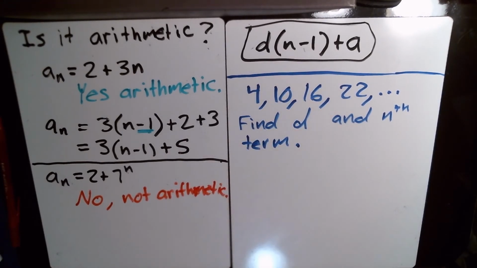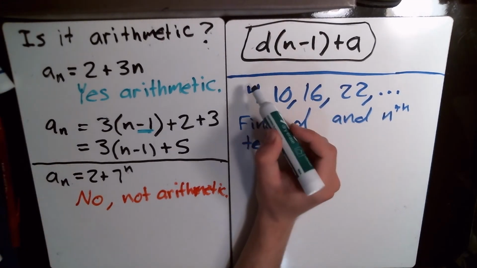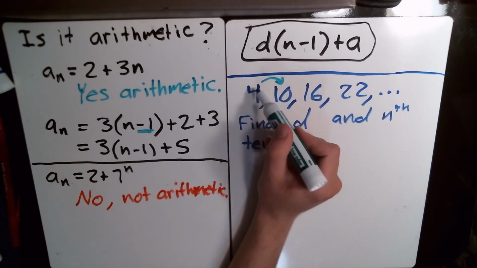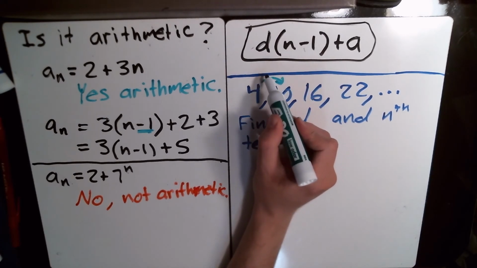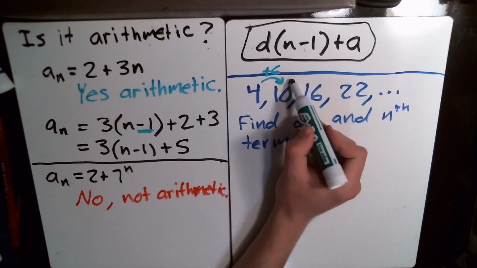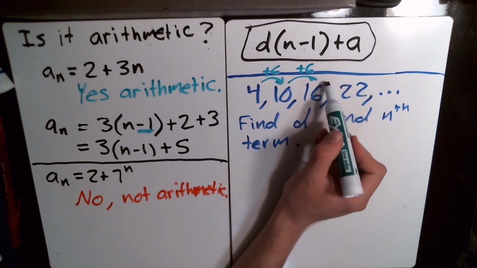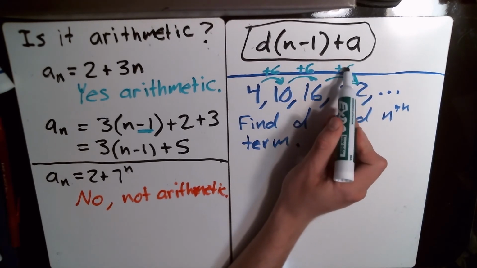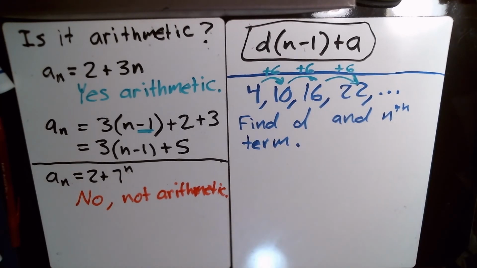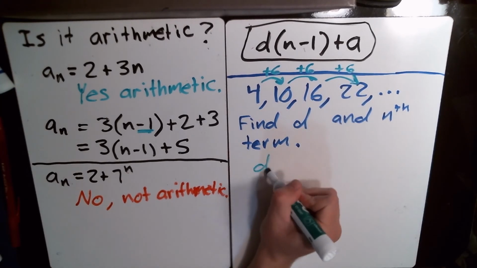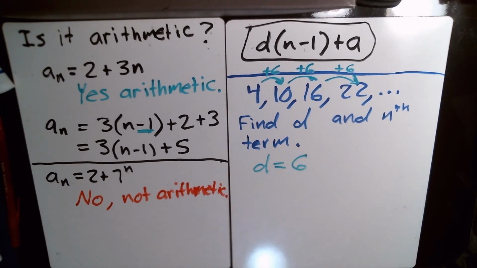The common difference of this sequence is how much it's going up or down every time. From 4 to 10, we're adding 6. From 10 to 16, we're also adding 6. And from 16 to 22, we're adding 6. So the common difference here, d, is 6 for this sequence. Then what's the formula going to be for the nth term?